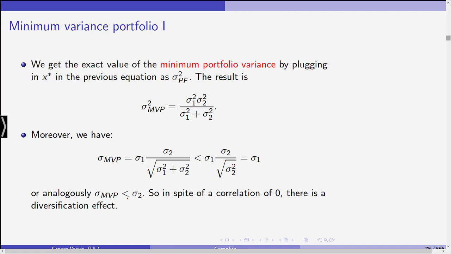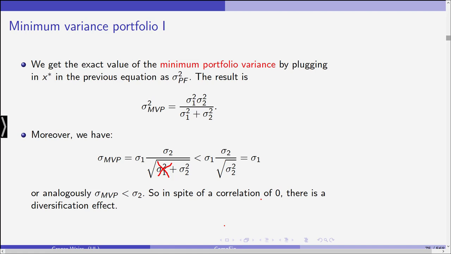Moreover, we can see that the volatility of the minimum variance portfolio is simply the square root of this: sigma 1 times sigma 2 divided by the square root of sigma 1 squared plus sigma 2 squared. This is smaller than sigma 1 times sigma 2 divided by the square root of sigma 2 squared. Why is that? If you divide by this square root and simply leave out this term, then anything on the right side, where you have left it out, is truly larger. And then you can see that this is sigma 2 divided by the square root of sigma 2 squared, and this gives us sigma 1. You can do the same for sigma 2.